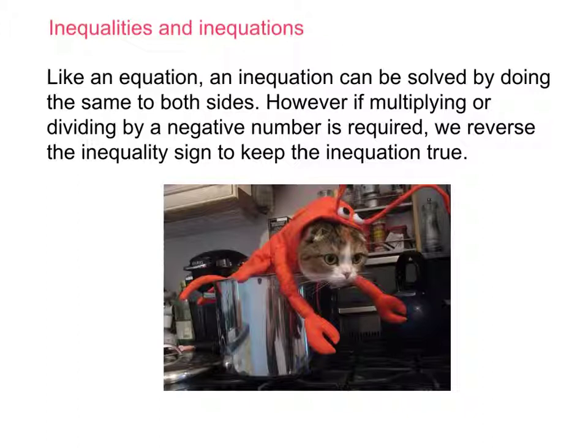This is a little note that you have to make, however. You might want to do this in a box, underline it, or do it in red pen, because this is something we haven't done with equations. If multiplying or dividing by a negative number, if we get to the end and we need to multiply or divide by a negative number, we reverse the inequality sign to keep the inequation true. I will show you an example in a minute of how that actually works. Just remember that rule.